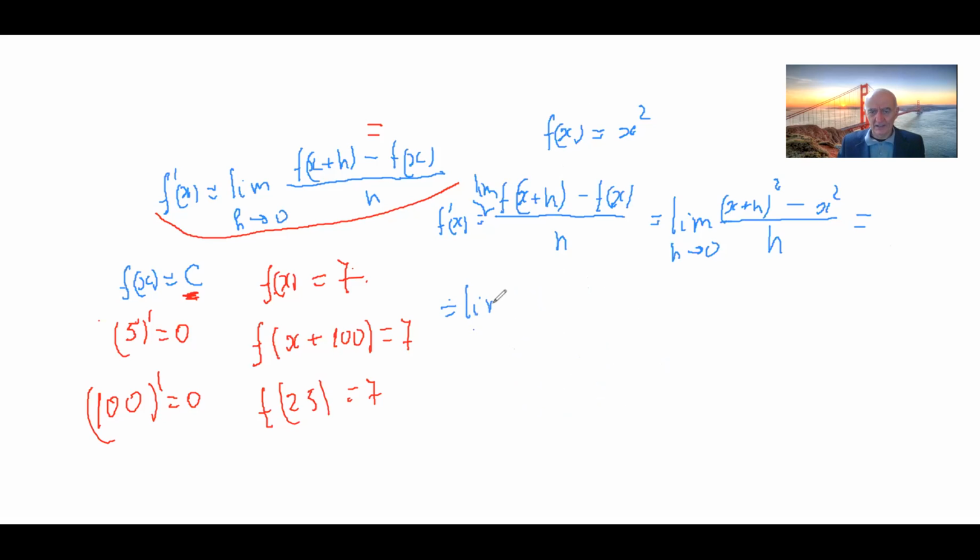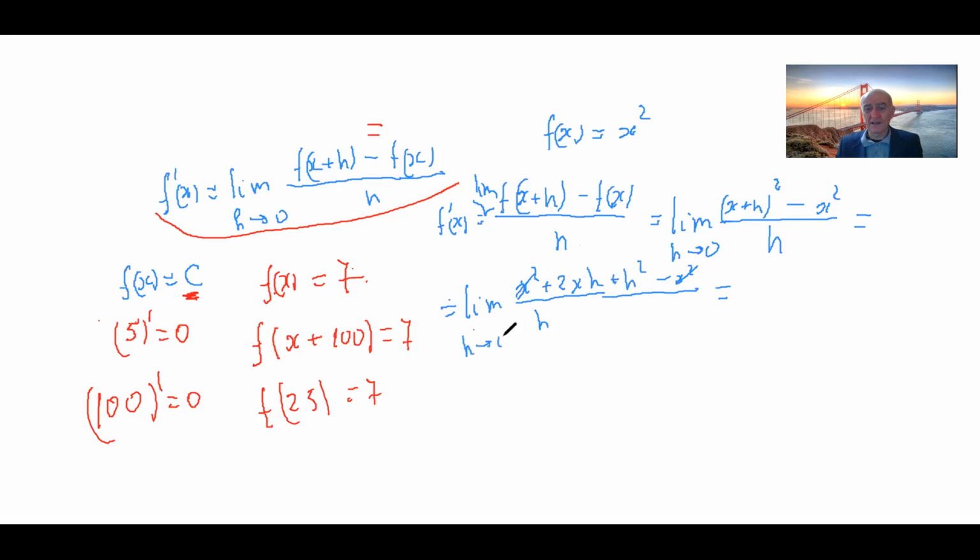Okay, so we have here the limit of h and (x plus h) squared minus x squared. We have here x squared plus 2 times xh plus h squared minus x squared, and we can cancel x squared minus x squared, and also we can divide by h.